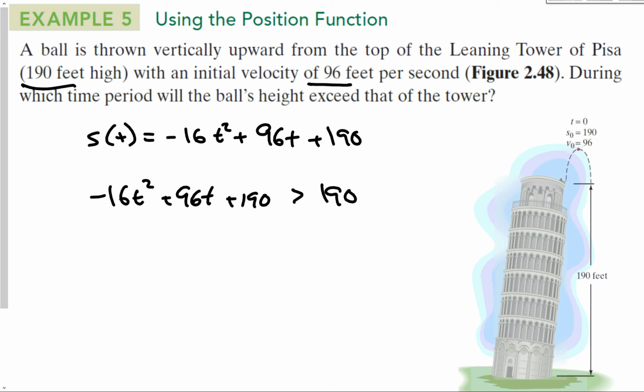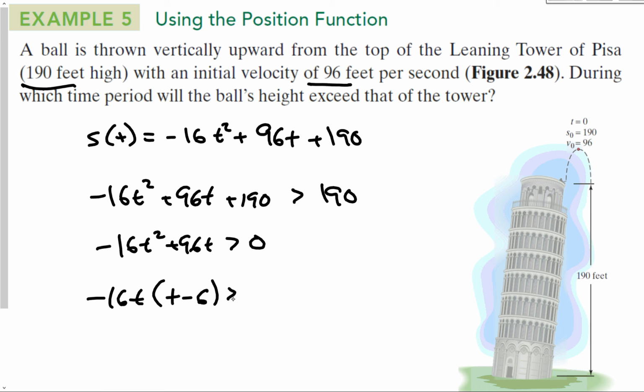Okay, so that's pretty easy, right? First, set 0 on the right-hand side. So subtract 190 from both sides. So negative 16t squared plus 96t is greater than 0. Well, that factors very nicely into negative 16t times t minus 6, which then, when I set it equal to 0, t is equal to 0 for the first one, t is equal to 6 for the second one.